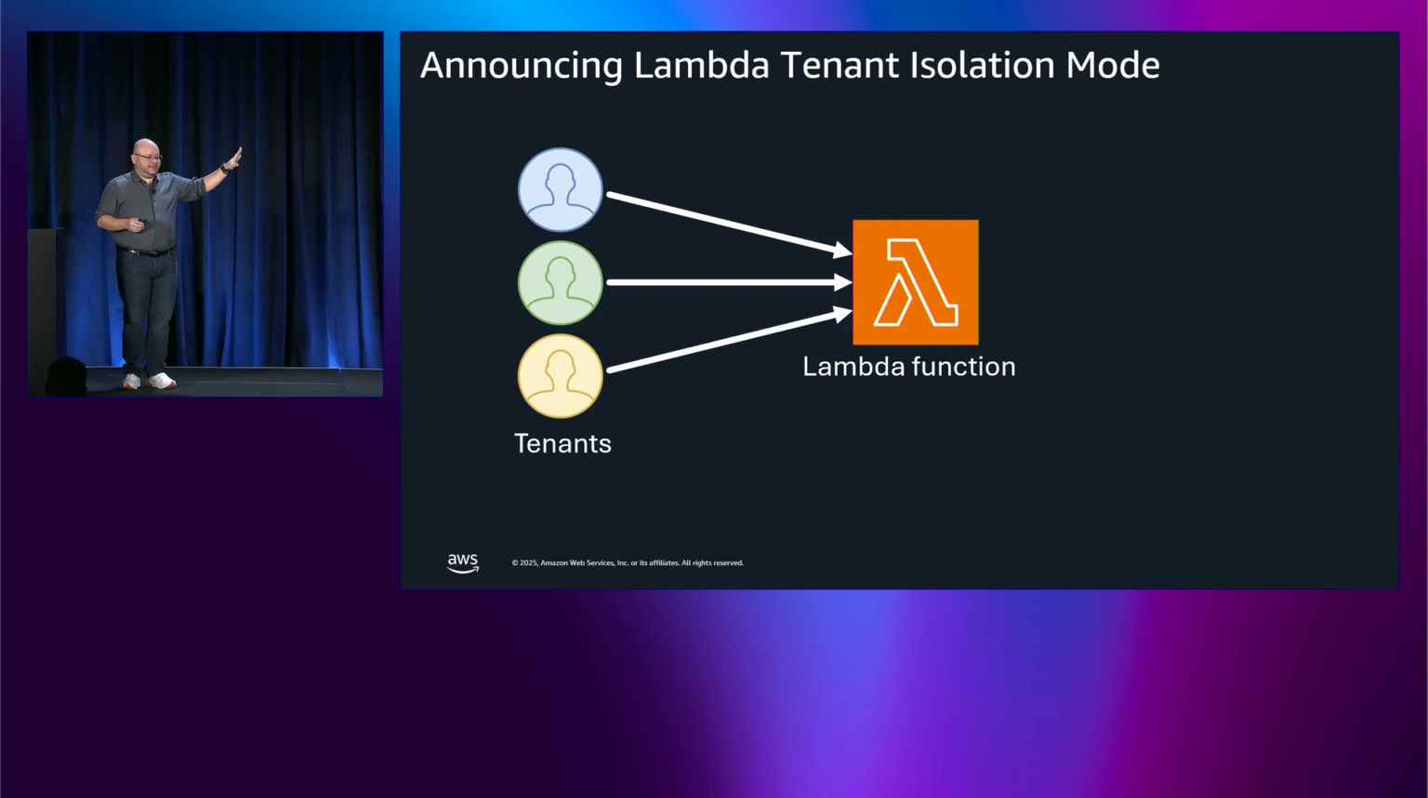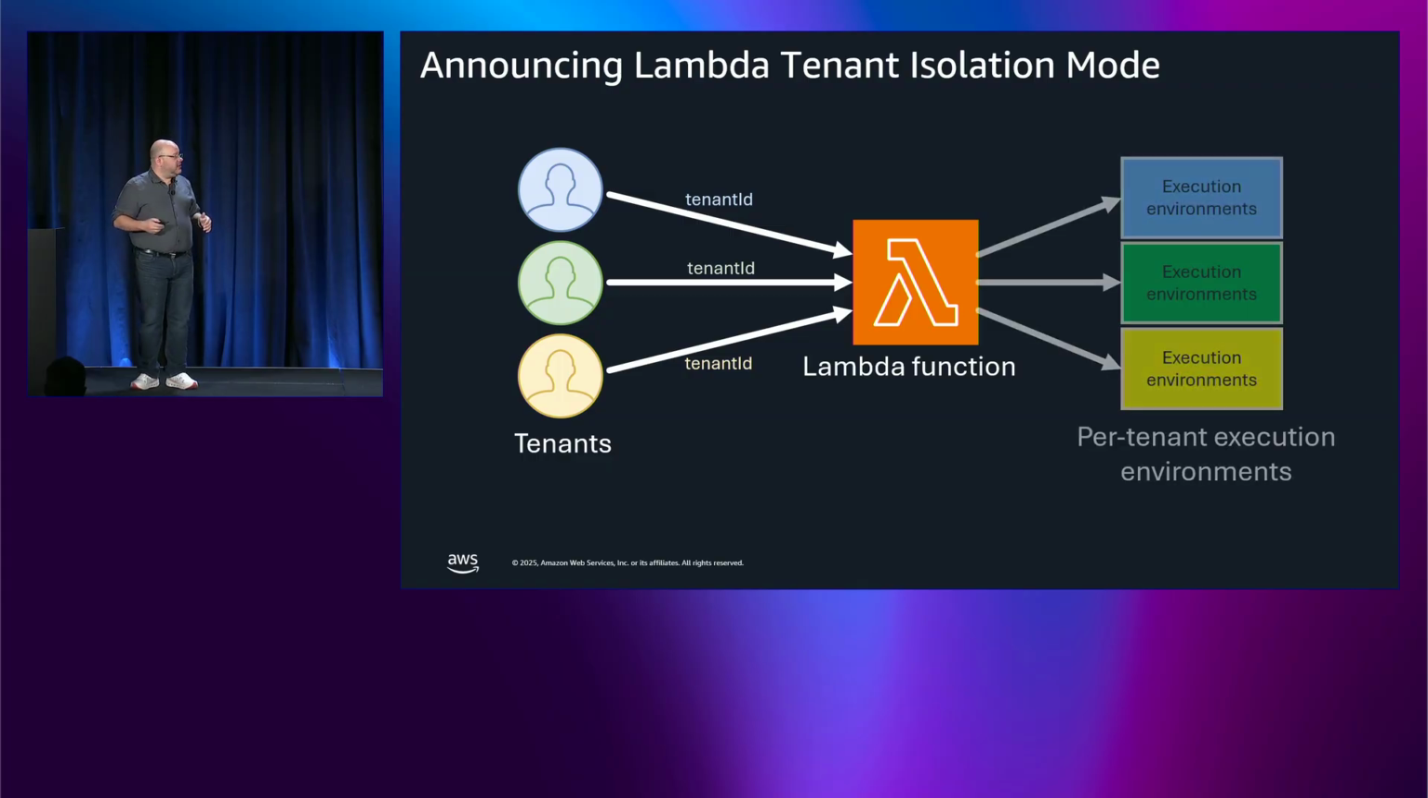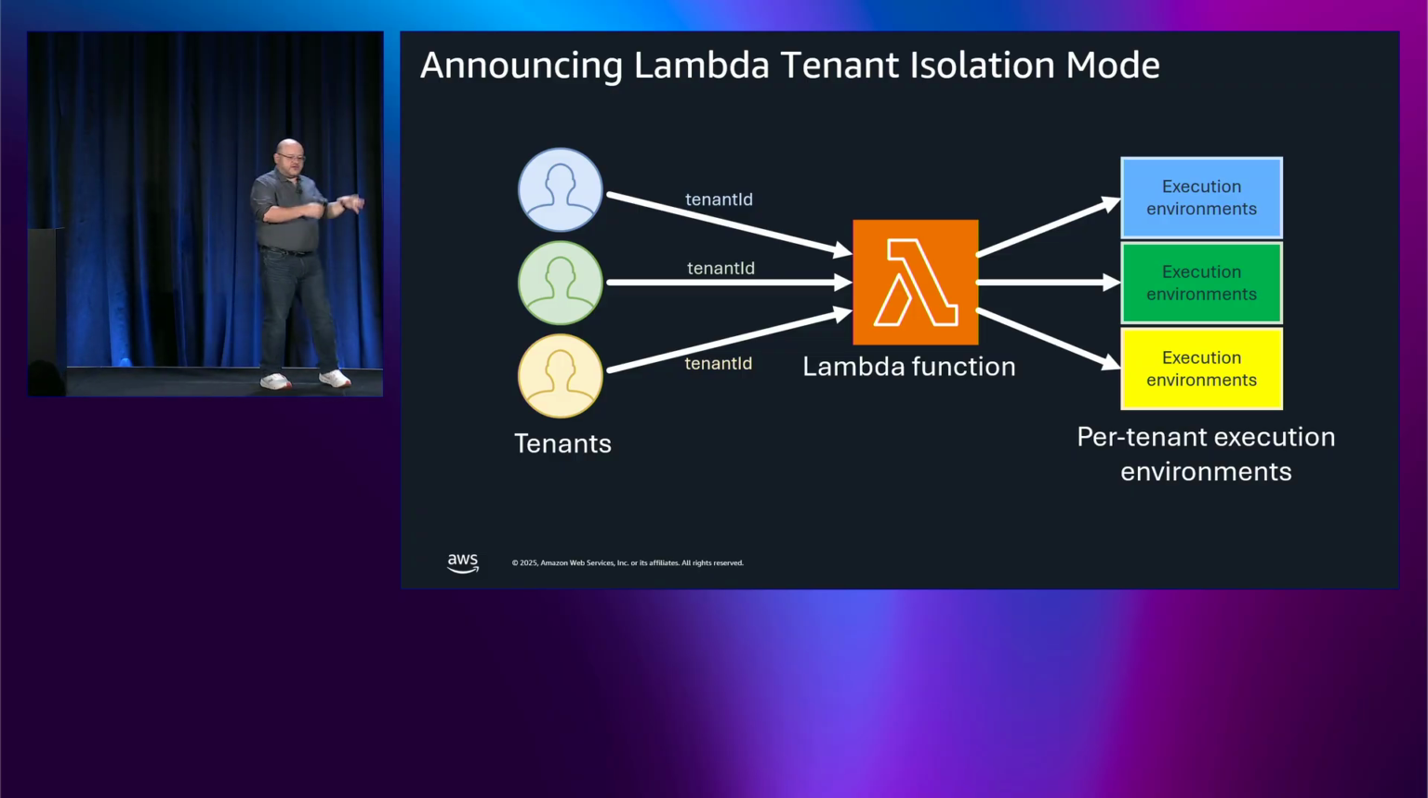You've seen this, okay? Tenants accessing functions. With the new tenant isolation mode, you pass us some sort of tenant ID. We don't care what that is. I'll talk about this in following slides, but you need to tell us some unique tenant identifier. What's going to happen under the hood? Lambda's function, a single function, will create separate execution environments for each tenant. So the execution environments are never reused across different tenants.